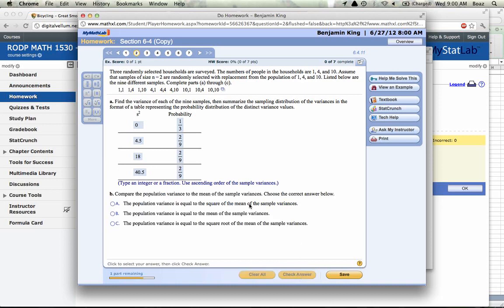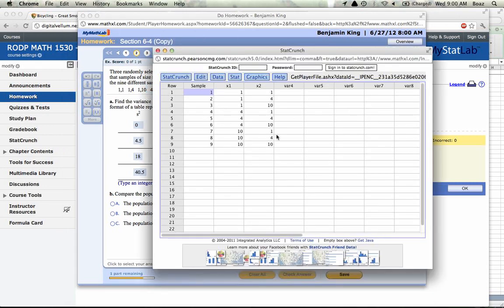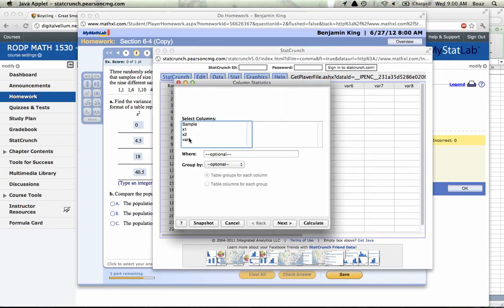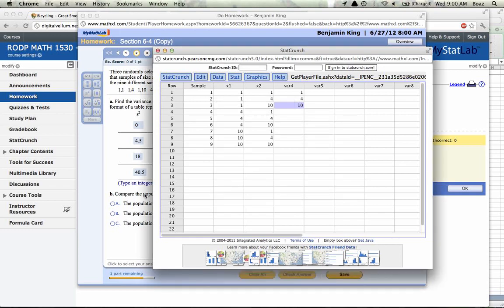When we're asked to compare the population variance to the mean of the sample variances, we need to find the population variance. So what I'm going to do for this is go back to StatCrunch, and I'm going to type in another column here. This is going to be our population. Our population were the values 1, 4, and 10. And I'm going to do Stat, Summary Statistics on the column now. And so we want to do this on that new column that I've put in there. And when I look at it, the variance is 21.